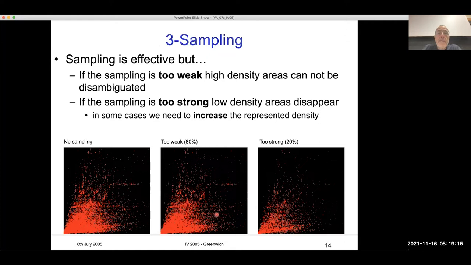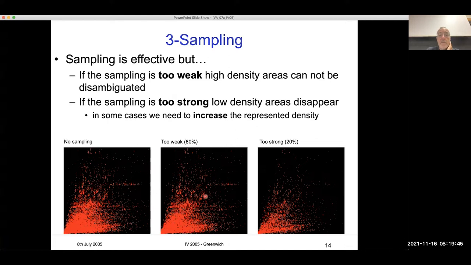We go through sampling. Sampling is a very simple means to mitigate this problem. Here we have a data set with no sampling. And if you make a decision to apply sampling, you can have two situations. If the sampling is too weak, like here, you are presenting the user with 80% of the data. Basically, the crowded area is still crowded. And you perceive something more, but you didn't solve the problem.